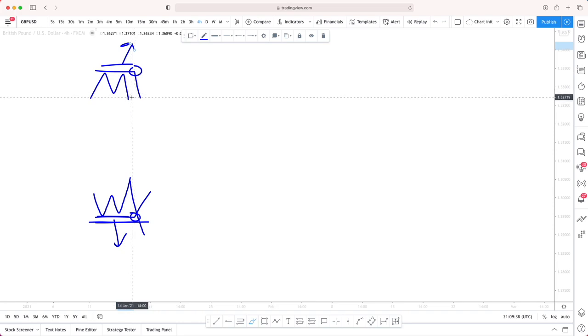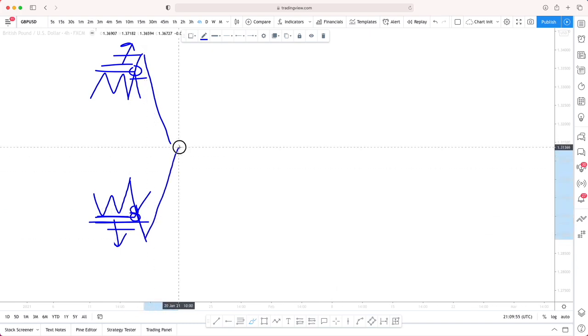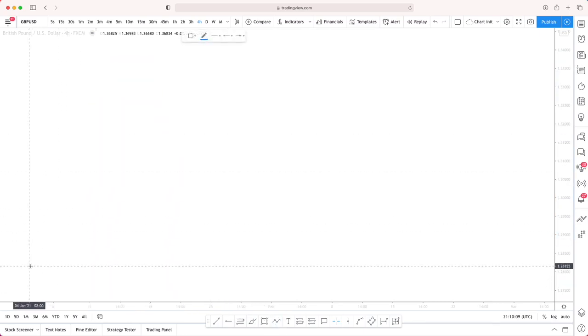So what the institutions are doing is triggering these breakout traders as well as taking out these sellers, and then pushing price. Same thing here. They're triggering these sell breakout traders and taking out these buy retail traders, and then pushing price away. This is a form of grabbing liquidity. However, liquidity is also sitting at every single high and every single low, which sounds a little bit mad, but I'll make sure you understand.